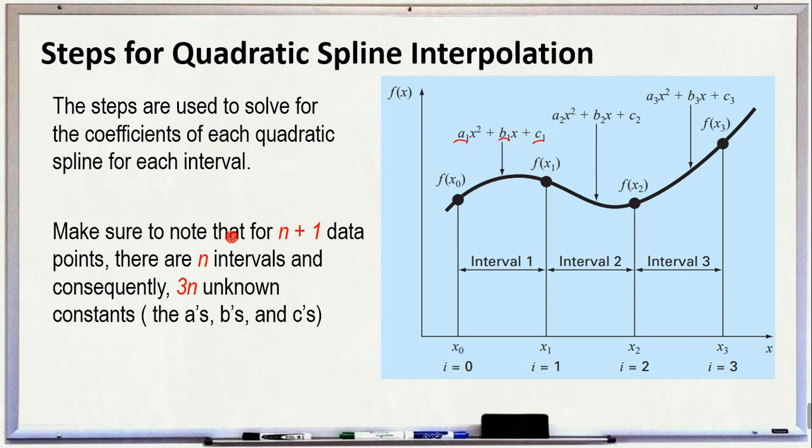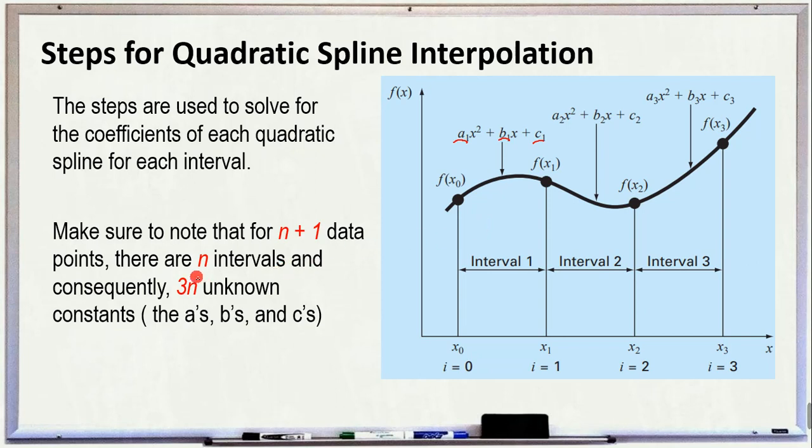Now make sure to note that for n plus 1 data points, there are n intervals. So in this figure, we have 1, 2, 3, 4 data points. Therefore, expect 3 intervals. For each of these intervals, there is a corresponding quadratic spline equation. And for each quadratic spline equation, we have 3 unknowns. These are the coefficients for x squared, then x, and lastly the constant.